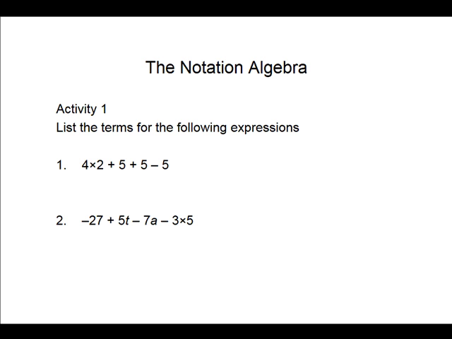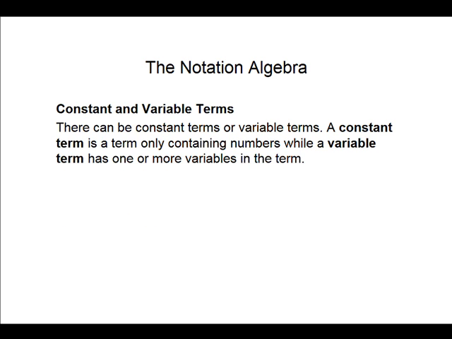So here's an activity for you to do. See whether you can identify the terms in each of the expressions. Okay, there's different types of terms. There are constant terms and variable terms. So constant terms are terms that only contain numbers, and variable terms are terms that contain one or more variables in the term.